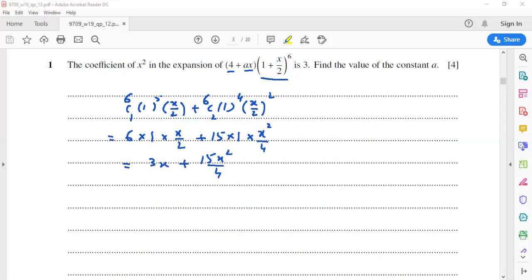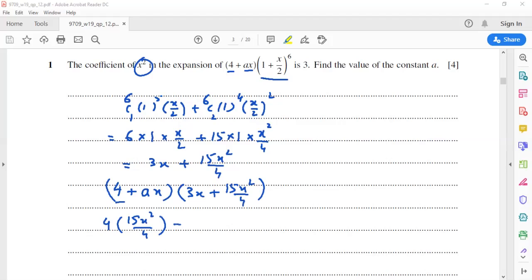Now multiply both of these with this 4 plus ax: 4 plus ax multiplied by 3x plus 15x squared by 4. And we will write only the term including x squared, no other term. So this multiplied by this will give you x squared, plus this multiplied by this will give you x squared. So it becomes 3ax squared.